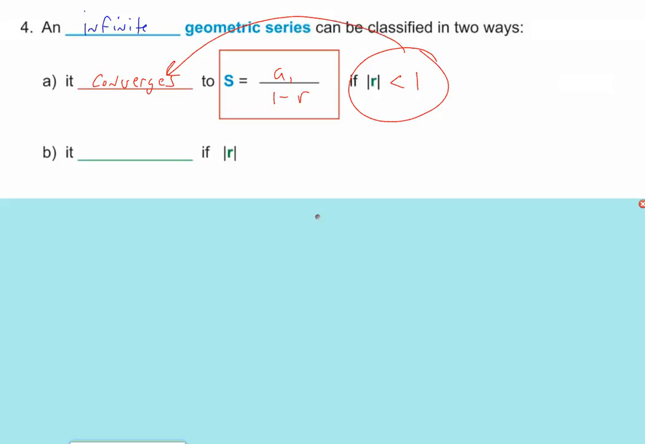Okay? Maybe I should do the arrow the other way. So converges means the absolute value of R is less than 1. And how would you get the sum? Just do the first term divided by 1 minus R. Pretty simplistic. You might want to think of this as heads toward a limit. Heads toward a limit.